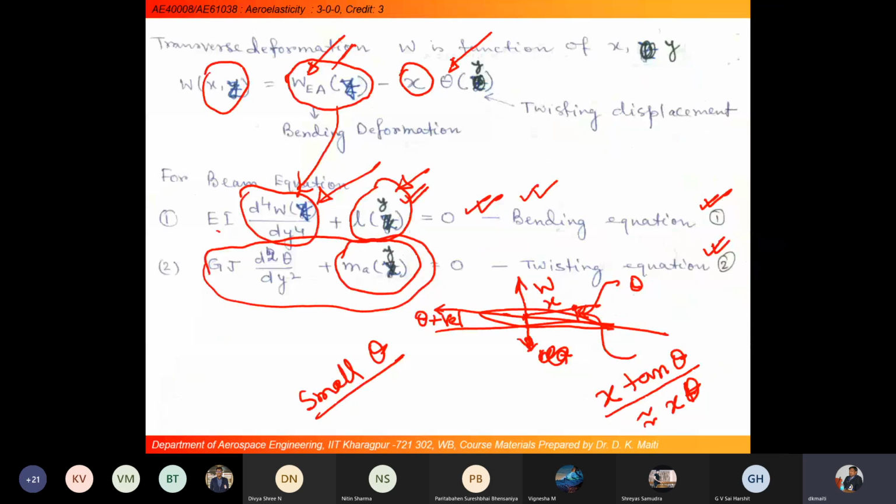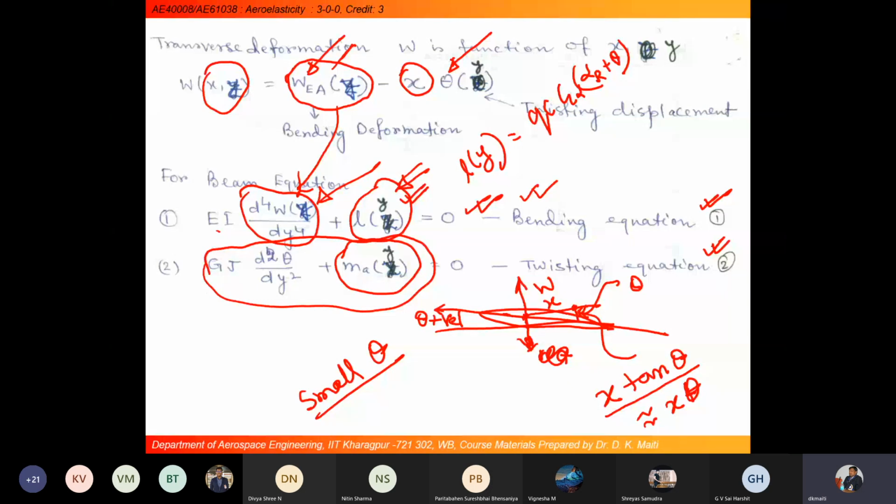this EI multiplied by del 4 W by del y to the power 4 plus the distributed lift. This is the lift distribution, meaning whatever we have taken per unit length, which we multiplied earlier by 1, we will now take as lift, which will be Q into C into CL alpha into (alpha r plus theta).